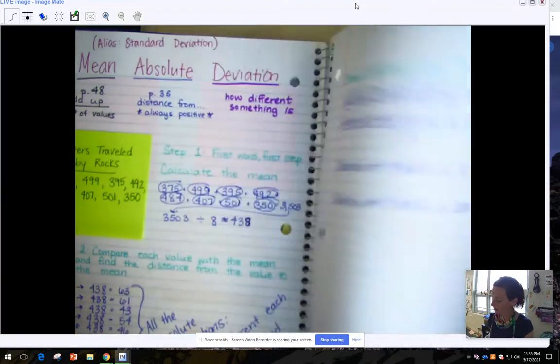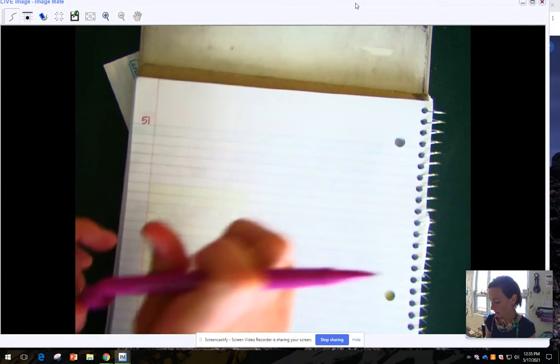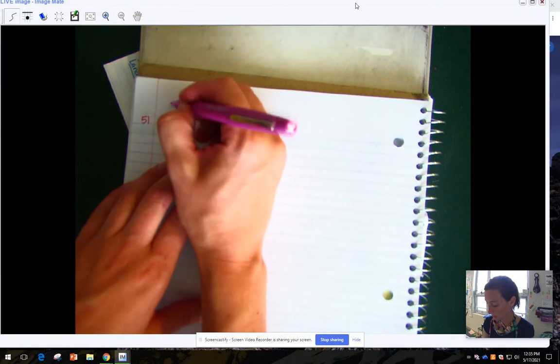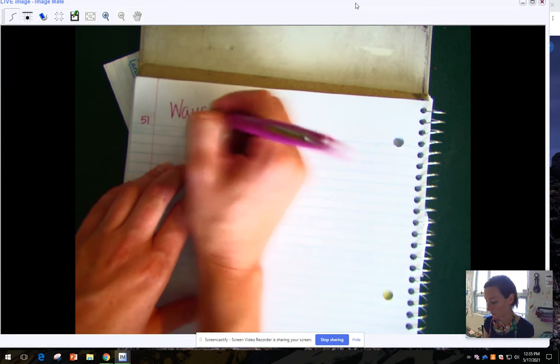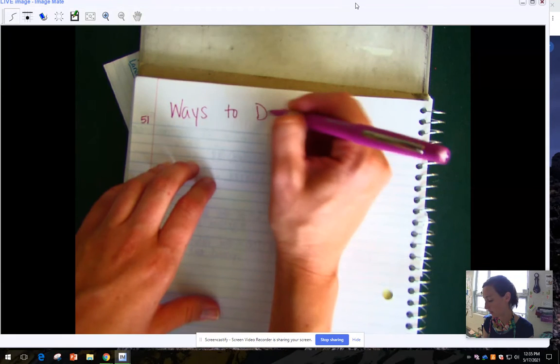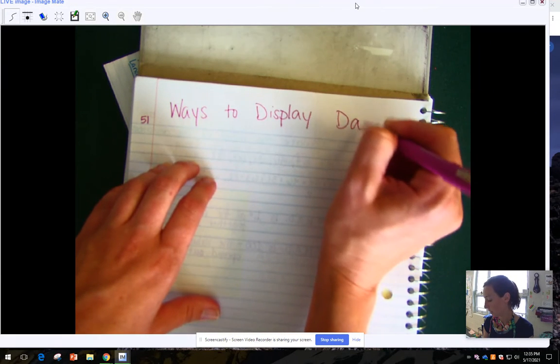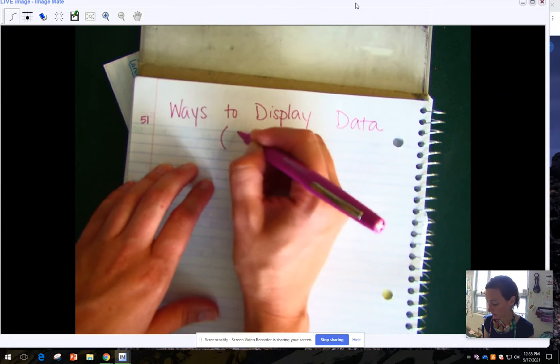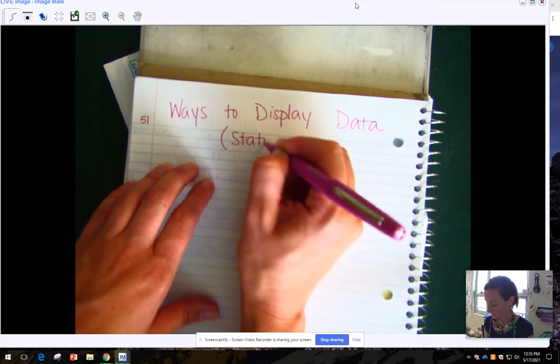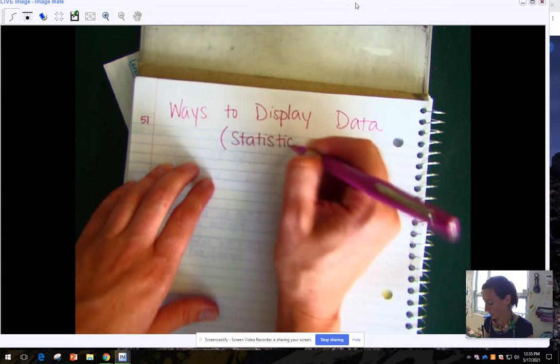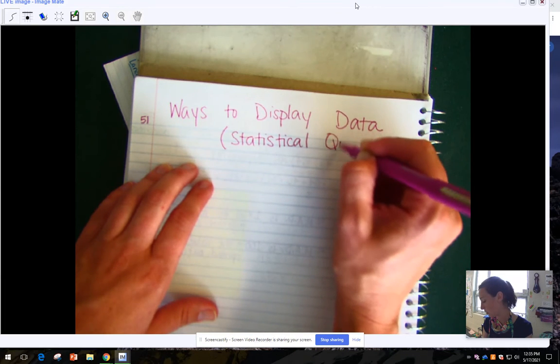Okay, we are on page 51. We're going to start talking about data displays, which are ways to display data. And if we are talking about displaying data, remember that is part of what statistics is. So we're usually looking at the answer to a statistical question.